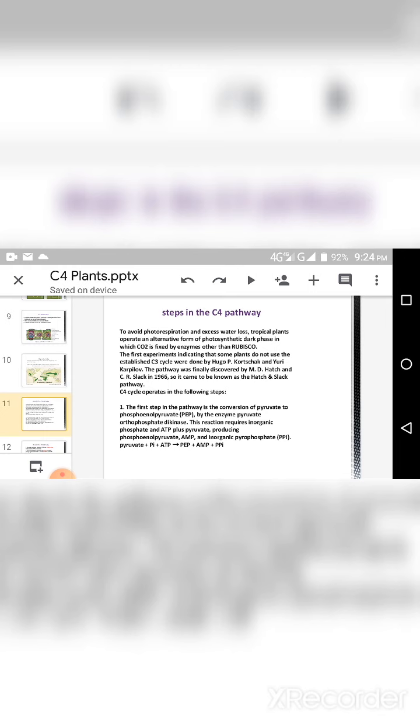The first step is the conversion of pyruvate to phosphoenol pyruvate by the enzyme pyruvate orthophosphate dikinase. This reaction requires inorganic phosphate and ATP plus pyruvate, producing phosphoenol pyruvate, AMP and inorganic pyrophosphate. So the enzyme involved here is different. It is not Rubisco, but it is PEP carboxylase. Oh, sorry, dikinase.